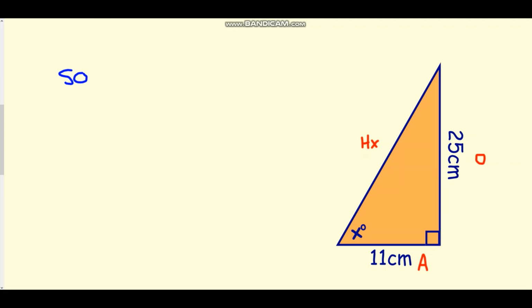Write down our SOHCAHTOA. At this point, if you are comfortable not writing down SOHCAHTOA and knowing which function you're going to be using anyway, then that's absolutely fine. You don't need to write it down at the start of every question, but for me, I think it's easier to show you why I'm choosing the tan function if I've got it written down. Okay, so opposite and adjacent is the tan function I'm going to be using. Tan x is equal to opposite divided by adjacent.